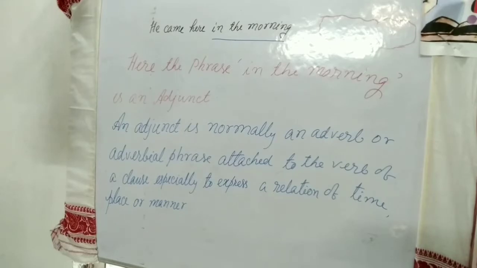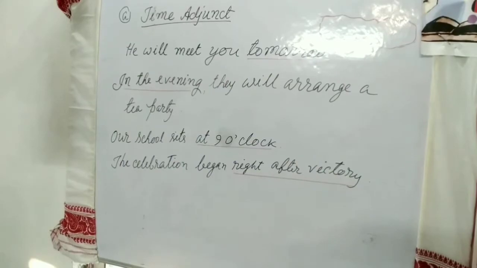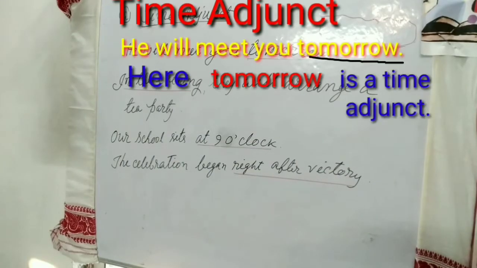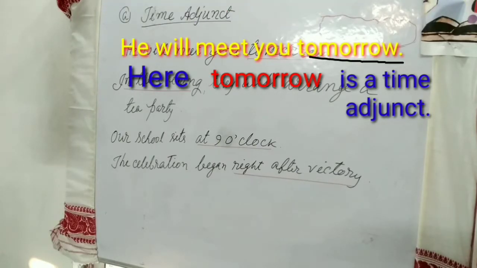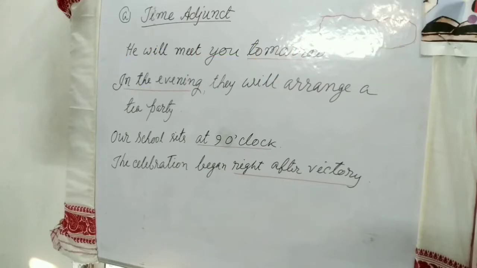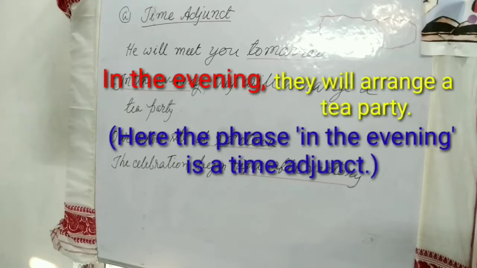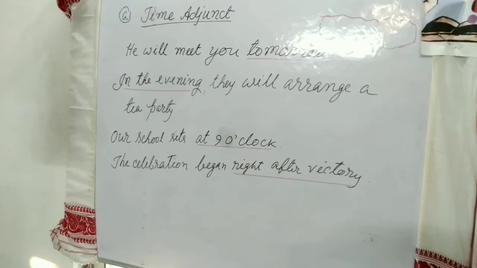Now let's come in detail to the various types of adjunct. Let's see the following sentences. He will meet you tomorrow. Here, when will you meet him? Tomorrow. That means the time is mentioned by the adjunct "tomorrow". In the morning, in the evening, they will arrange a tea party. Here also, the phrase "in the evening" describes the time of the event.